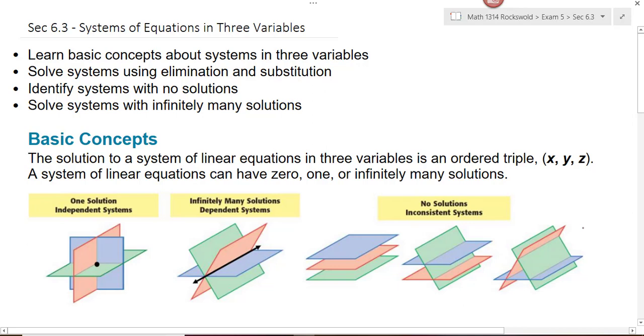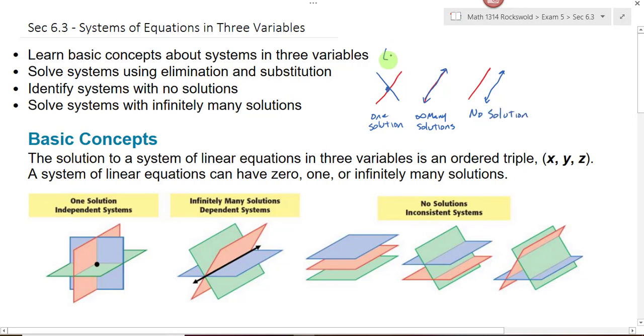In section 6.1, we saw that we had systems of equations in two variables. When we had two variables, those two variables defined a line. When we looked at the graph of the two variables, it was possible that those two lines could intersect at one point, giving us only one solution. Those two lines could actually be the same line, giving us an infinite number of solutions. Or the two lines could be parallel, meaning that we had no solutions.